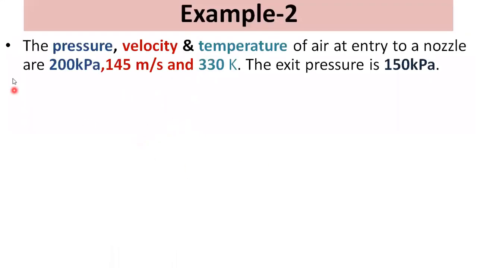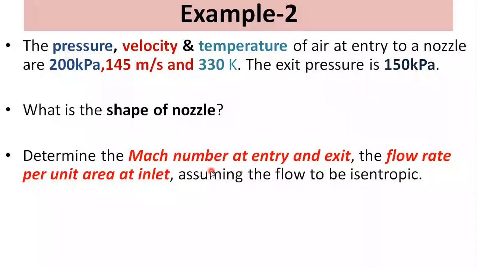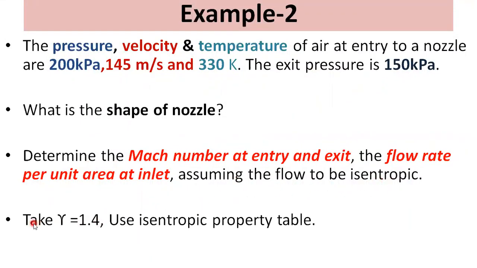Now let us take one example. The pressure, velocity and temperature of air at the inlet of the nozzle are given as 200 kilopascal, 145 meters per second, and 330 Kelvin. And the exit pressure is given as 150 kilopascal. We are asked for the shape of the nozzle, and also to find out the Mach number at the inlet and at the exit, and also the mass flow rate per unit area at the inlet section, assuming the flow to be isentropic. Take gamma equal to 1.4 and use the isentropic property table.